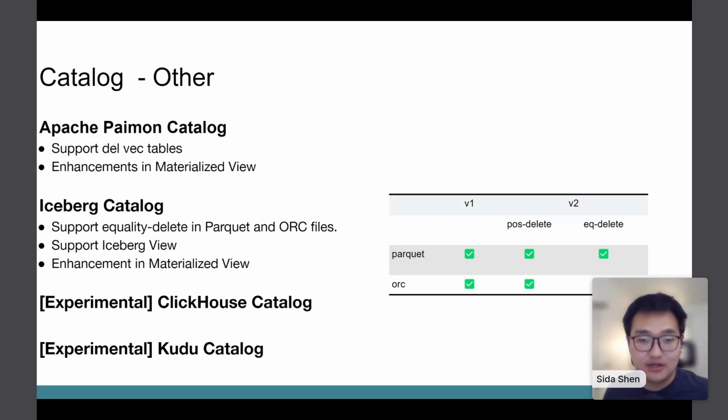And for the Iceberg catalog, we now support equality delete in both Parquet and ORC files. Now we basically support everything for Iceberg in terms of deletes, and by this you can do fast deletes with equality deletes. We also support reading Iceberg views, and enhancements in materialized views, which we're going to talk about later. We also have two experimental new catalogs, the ClickHouse and Kudu catalogs.